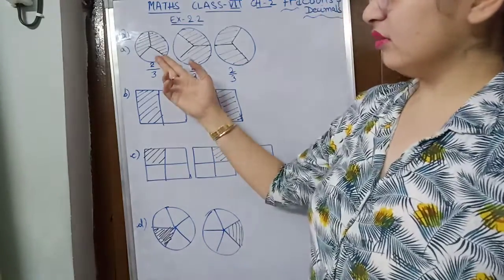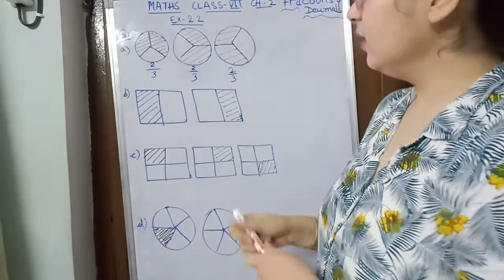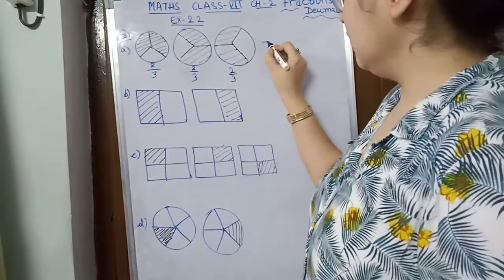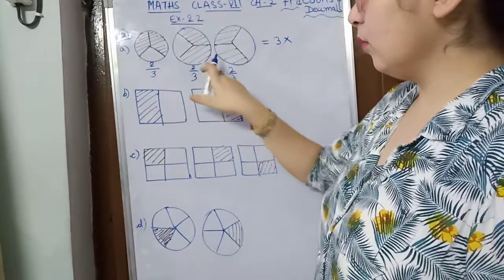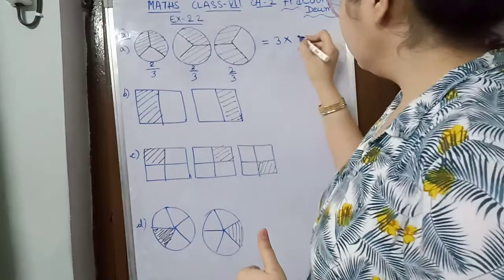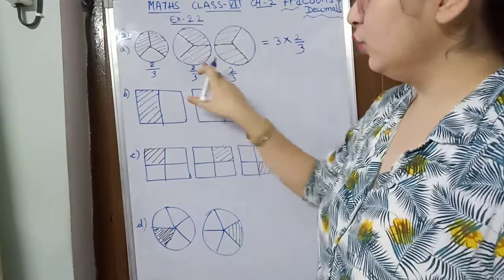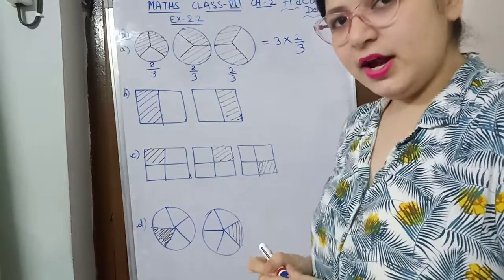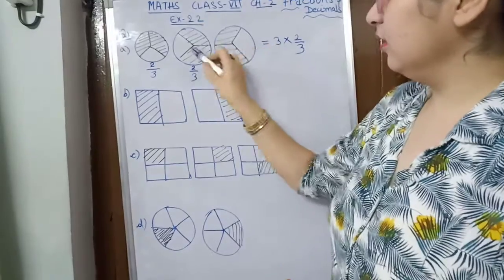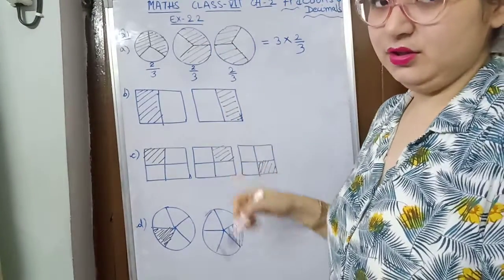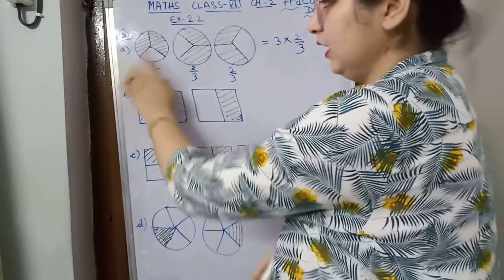So we can write it as this plus this plus this, or we can write it as 3 multiplied by 2 upon 3, since there are 3 figures. 2 upon 3 is common, so we will take 2 upon 3 and multiply by the number of circles, 1, 2 and 3. All the 3 circles have the same fraction, 2 by 3, so we will multiply 3 into the fraction 2 by 3. Okay, so this is the answer of exercise 2.2, question number 1, A part.